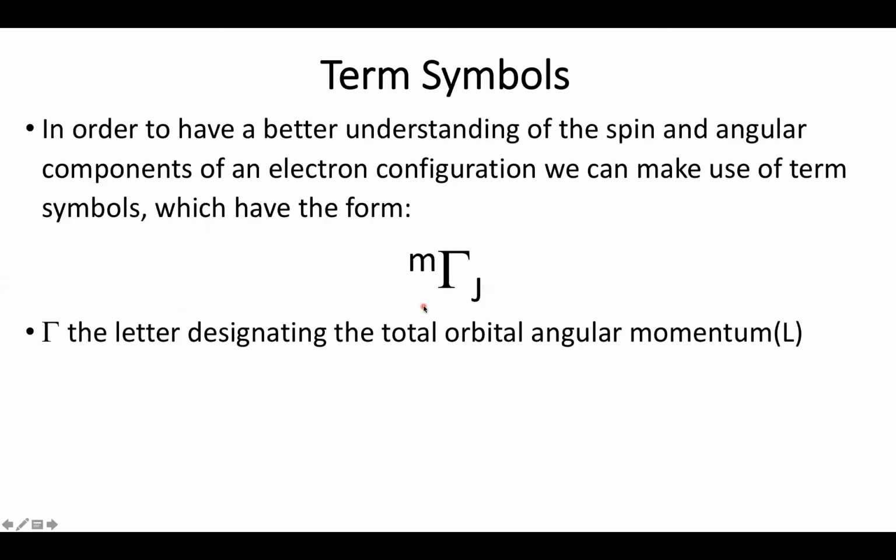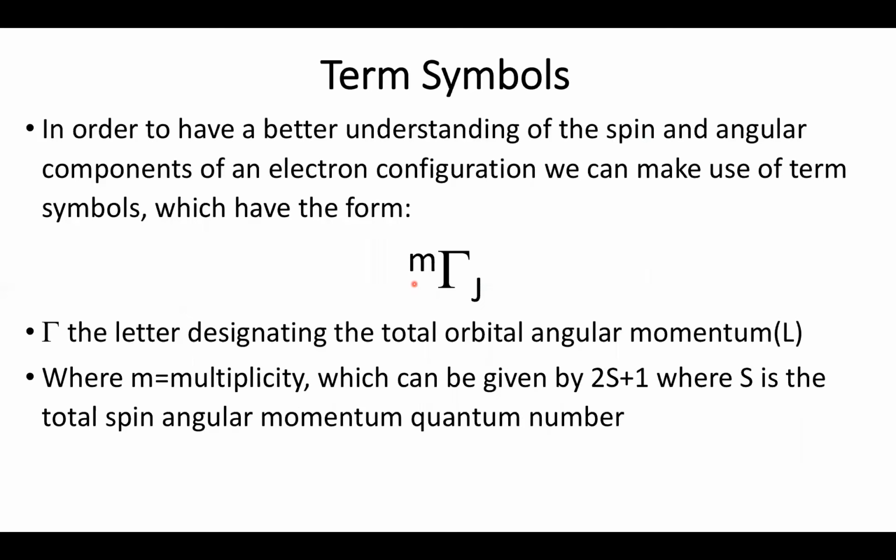We're going to start by focusing in on the symbol that dominates the term symbol, actually what gives it its name. And that's going to be the letter designating the total orbital angular momentum. In case you need a refresher, if L equals 0, it's an S state, if it equals 1, a P state, so on and so forth.